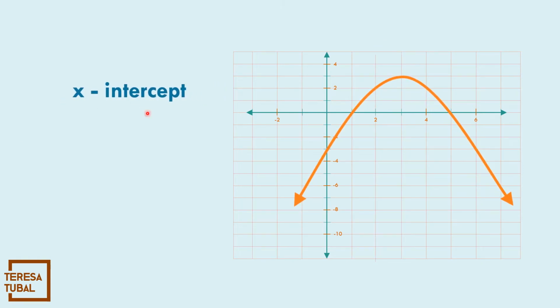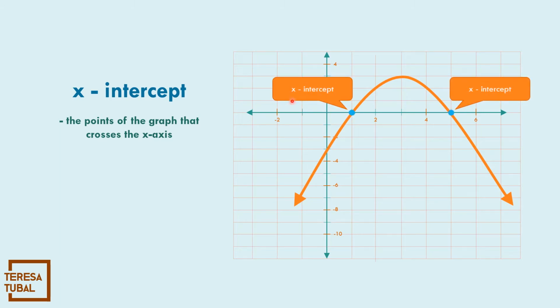What is the x-intercept? X-intercepts are the points of the graph that cross the x-axis. So this is the x-axis, and these are the points that cross the x-axis. So these are the x-intercepts. And the x-intercepts are (1, 0) and (5, 0).